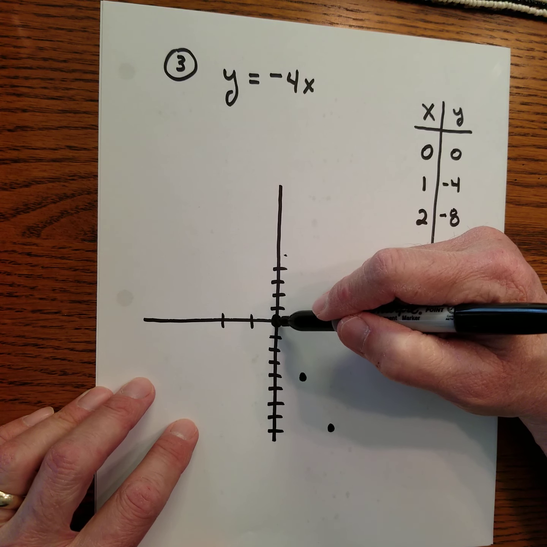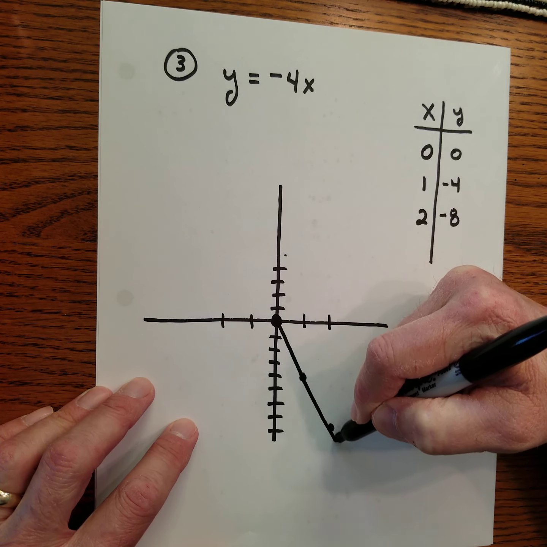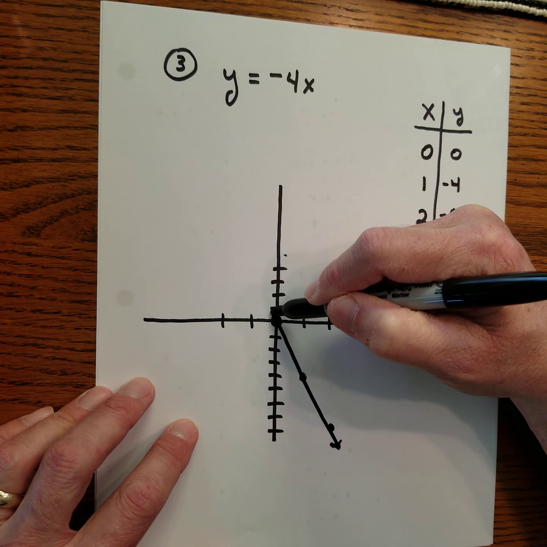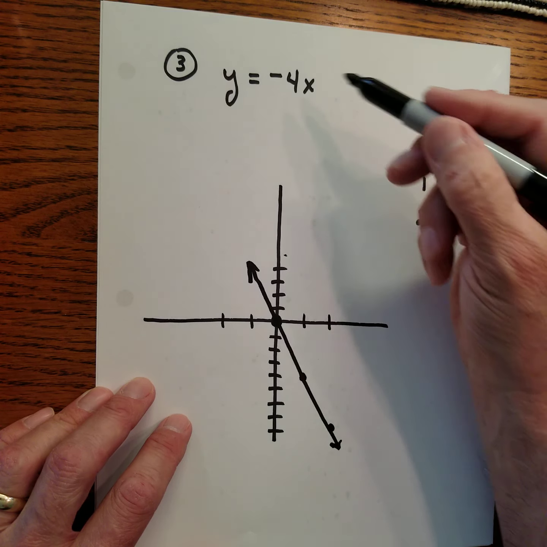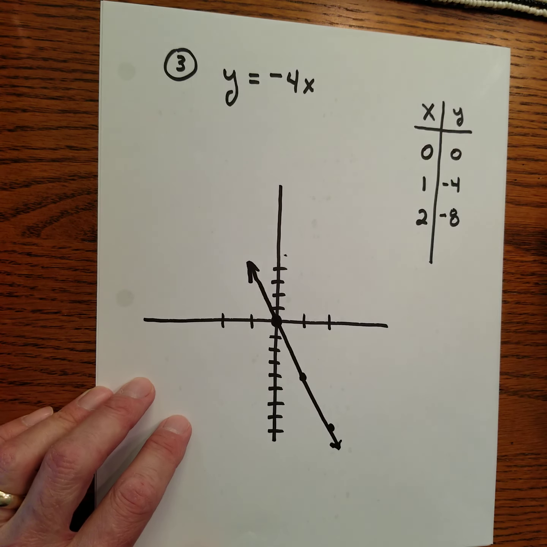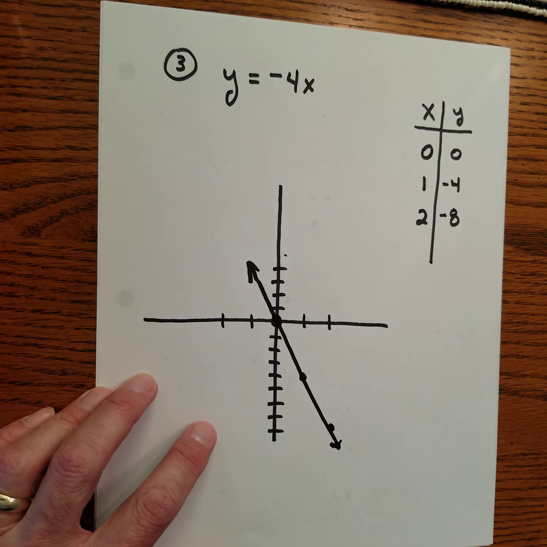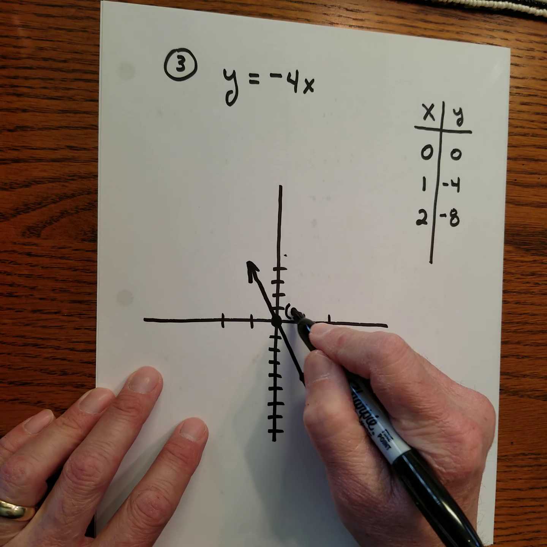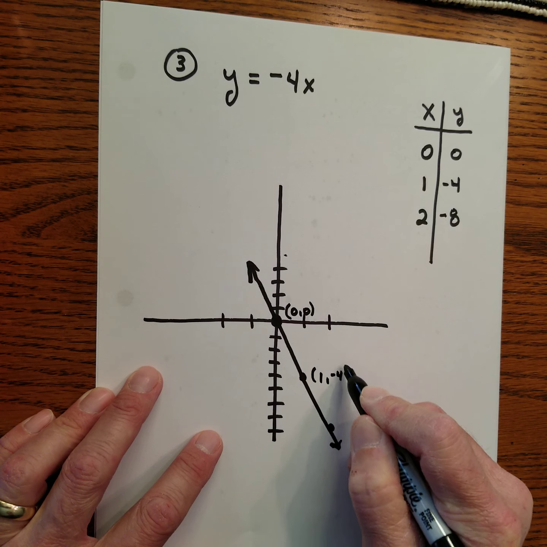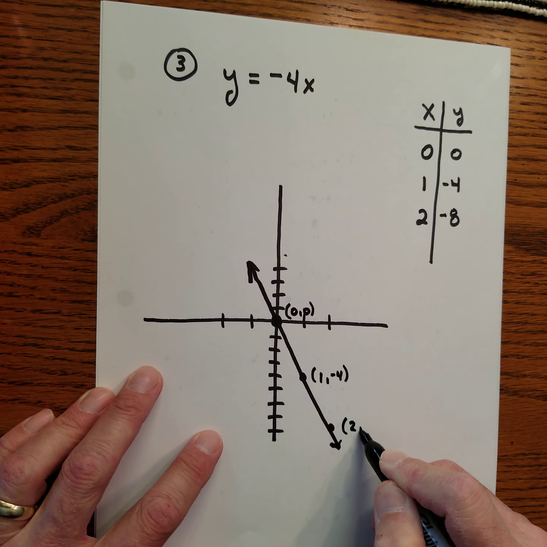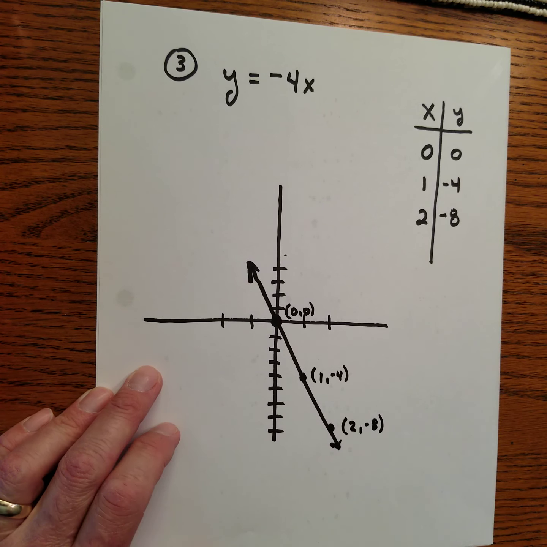See how these points line up every time? They make a nice, perfect straight line. That'll happen on all the homework problems. If you properly fill in your chart while getting ordered pairs that satisfy that equation, they should make a nice straight line. Let's label. That was the origin. That was x1, y negative 4. That was x2, y negative 8.